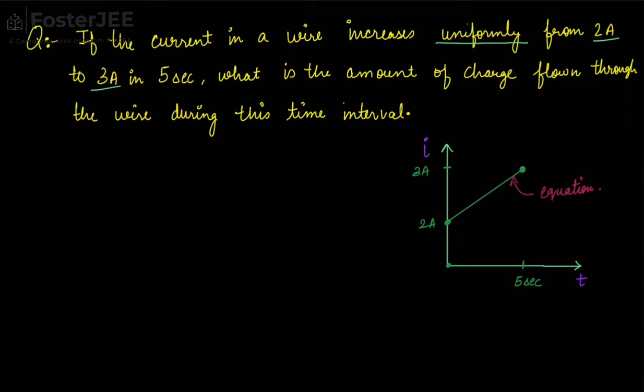Now let's see. We know the coordinates of this point is 0, 2, and of this point is 5, 3. Any line can be represented in the form of y equals to mx plus c. Let's put our first point in this line. We will get, in place of y, 2 is equal to 0 plus c, which implies c is equal to 2.